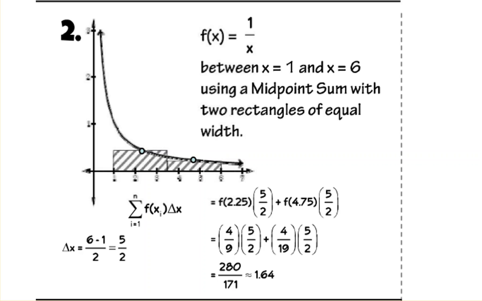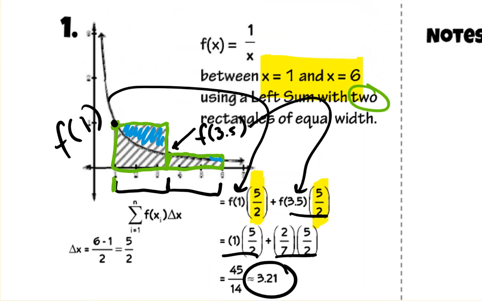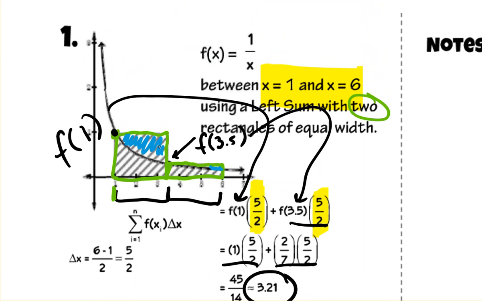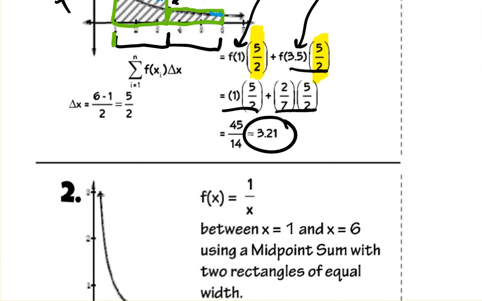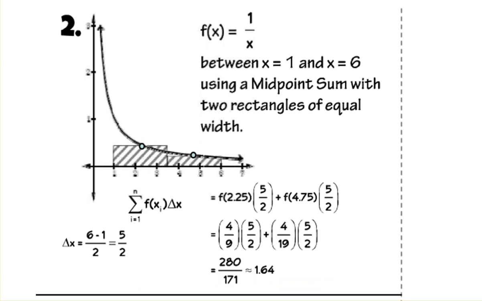Midpoint's usually more accurate than left or right, but it really just depends on the function too. By the way, when we said that left was an overestimate and right is an underestimate, it depends on the function. It's because this one's decreasing that that's true. So don't just memorize that fact.